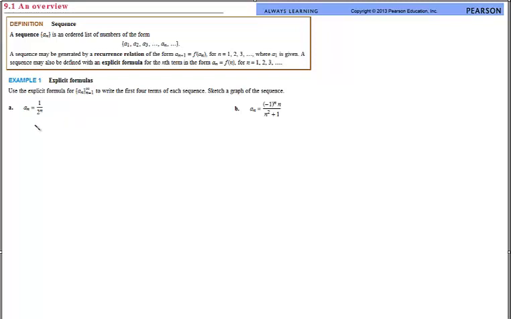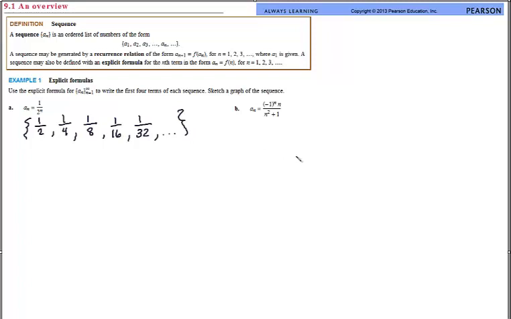So for A, they want us to write them in this formula, so we're going to write 1 over 2 to the n. n begins at 1, so it'll be 1 over 2 to the first, which is 2, 1 over 2 to the second, which is 4, 1 over 2 to the third, which is 8, and 1 over 2 to the fourth, which is 16, and 1 over 2 to the fifth, which is 32, and so on. And that would be listing out these numbers.